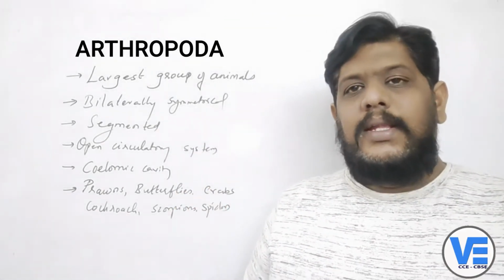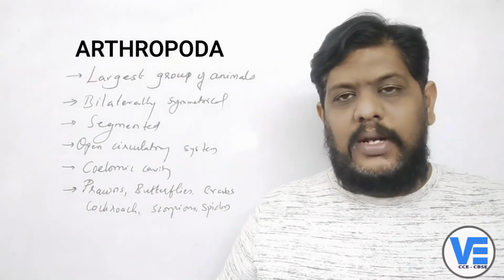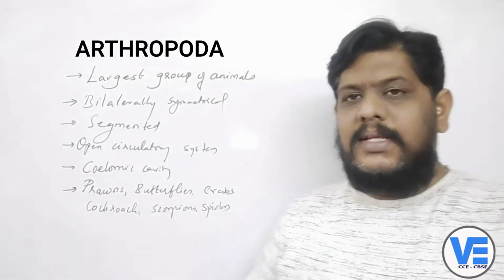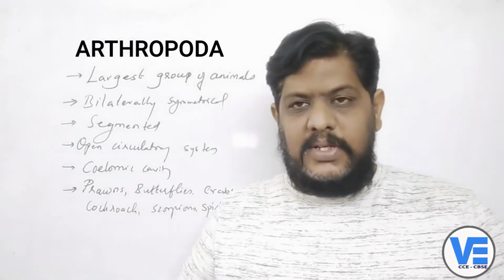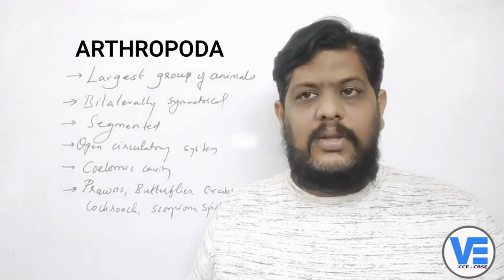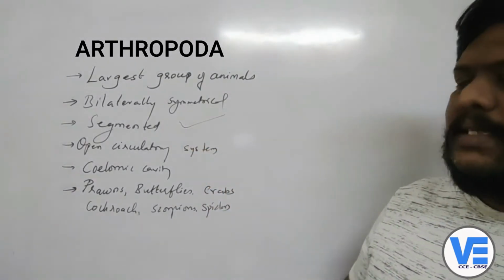The third point is that they have segments on the body. So the body is segmented, that means the body is divided into segments. You can see the ring-like structures on them, so you can find the segments on them.